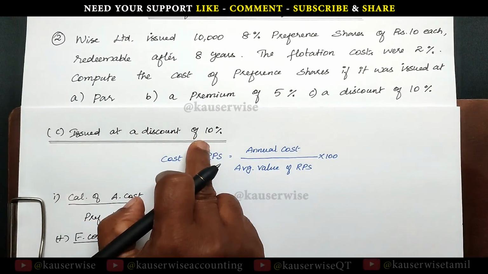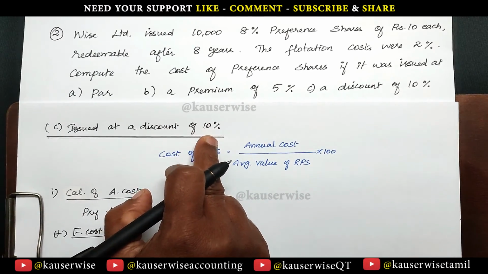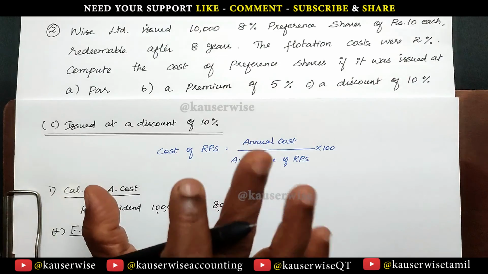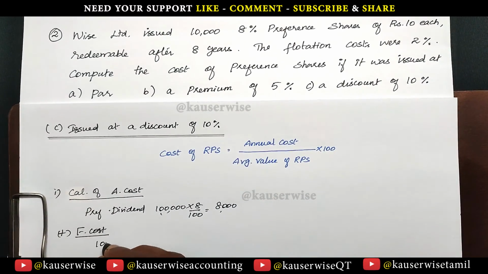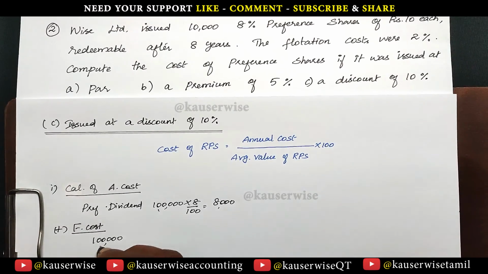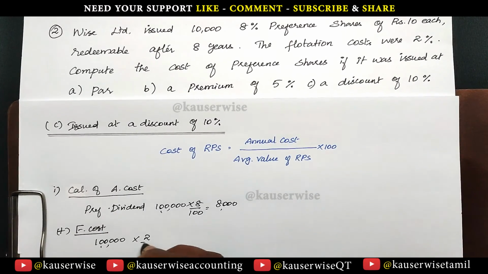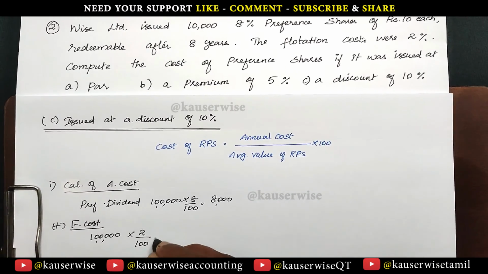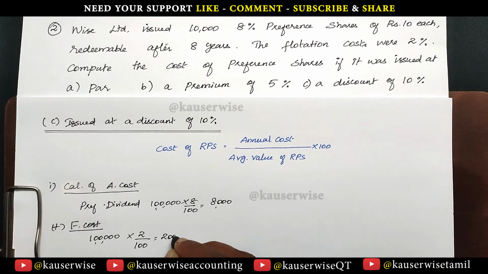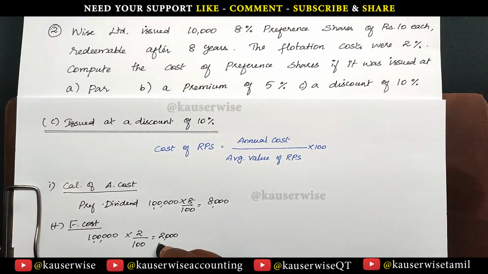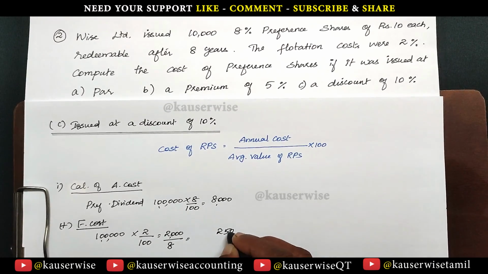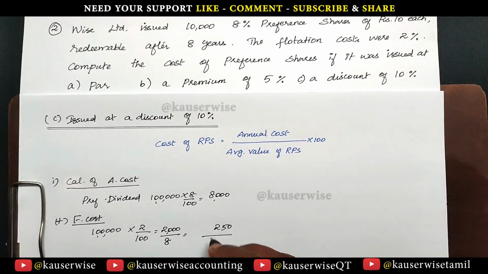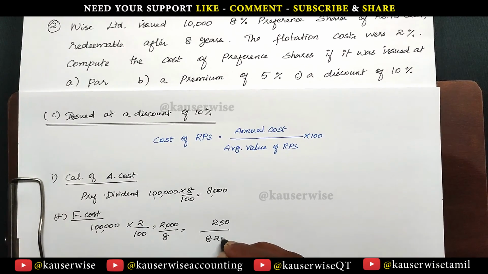And the third scenario is issue at discount. Discount means lesser than the face value. So instead of issue price, we have to take face value. So what is the face value? 1 lakh. 1 lakh into 2% flotation cost. So 2,000 rupees. Amortized per annum, that is divided by 8. You will be getting 250. And then just find out the total, 8,250.